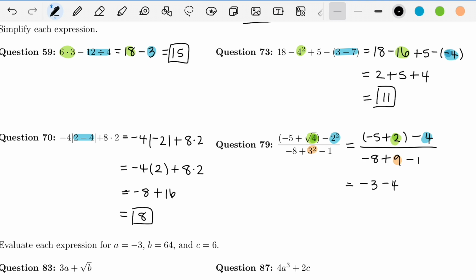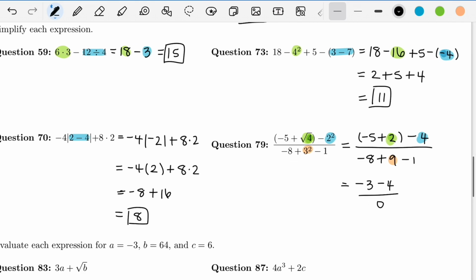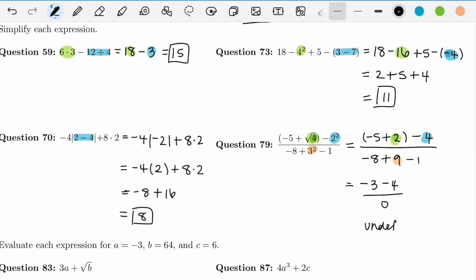Still have -4 on the top, and on the bottom, we have -8 plus 9 minus 1. So this actually gives us 0. And remember, we can never ever divide by 0. So this one actually is just going to be undefined. So if you ever run into a problem where we are dividing by 0, it'll just be undefined.